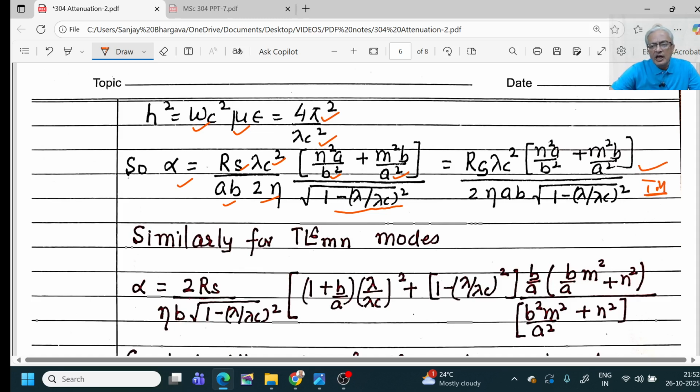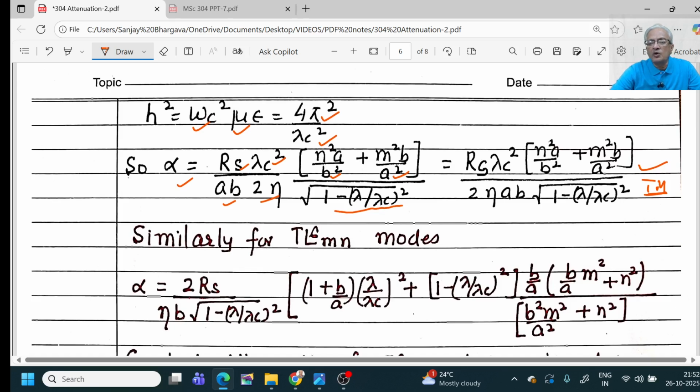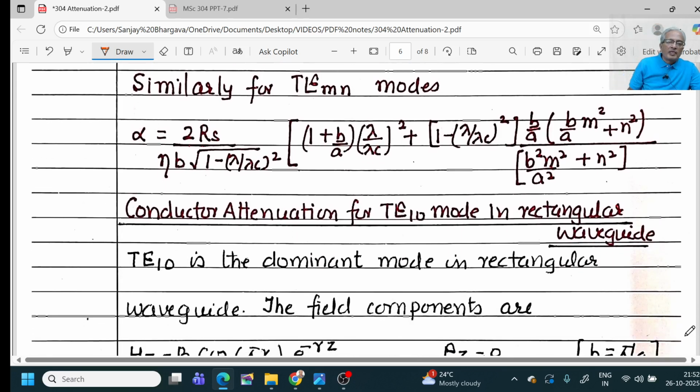Similarly, the same type of analysis can be carried out for the TE modes. So for TE modes, alpha would be given by 2rs upon eta b under root of 1 minus lambda by lambda c का whole square, 1 plus b by a lambda by lambda c का square, plus 1 minus lambda by lambda c का whole square, b by a m square plus n square upon b square m square upon a square plus n square. So we can calculate this relation by doing similar type of analysis.